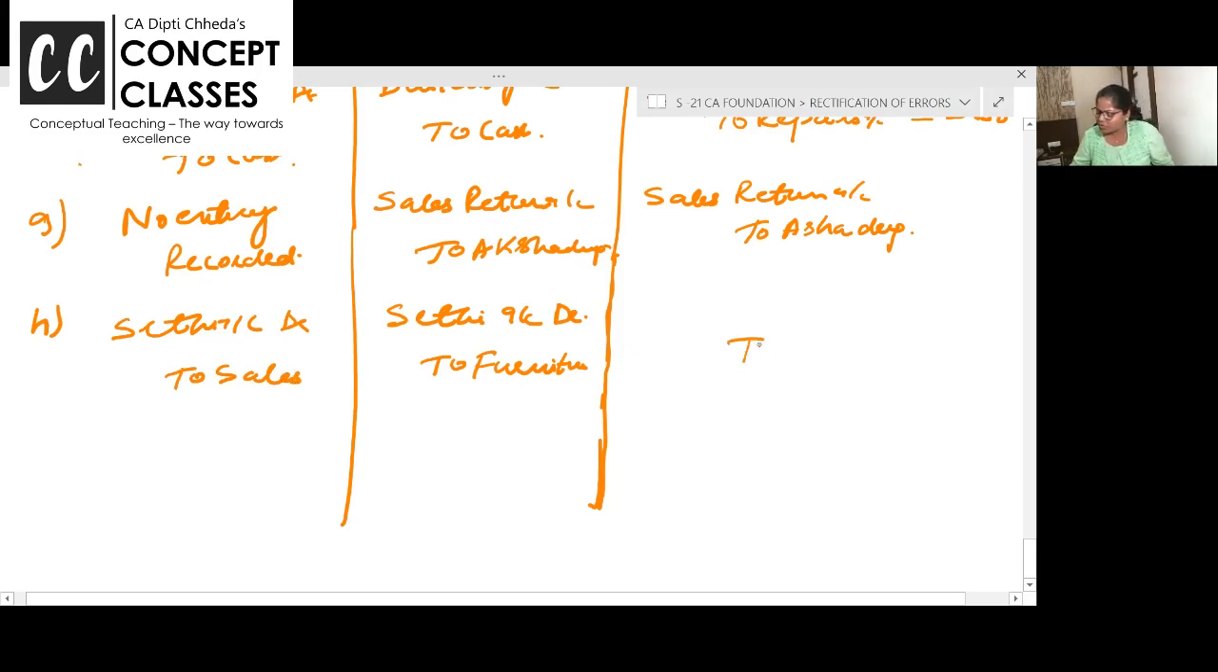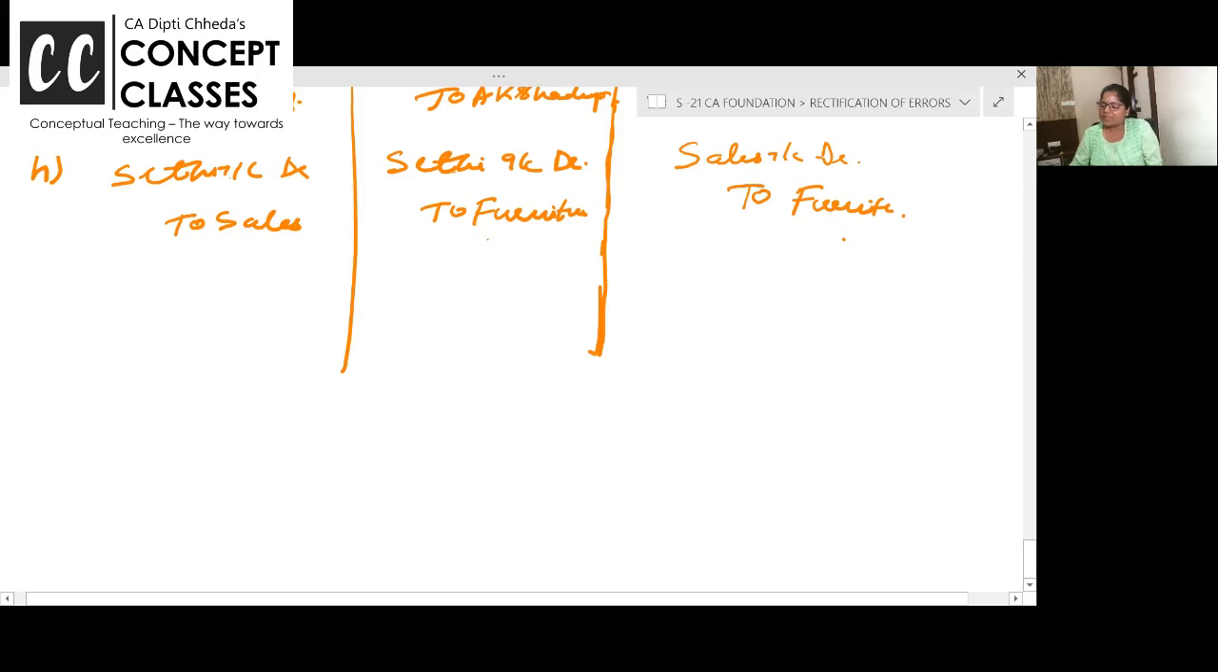So now what you should do, furniture is to be credited, not credited, now credited. We sold the furniture to Sethi. Sethi is to be debited, anyhow correctly debited. By mistake, you have credited the sales, so to nullify this, sales account debit. Furniture account credit.